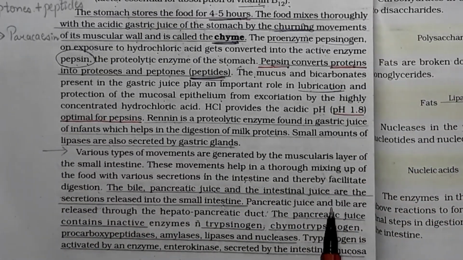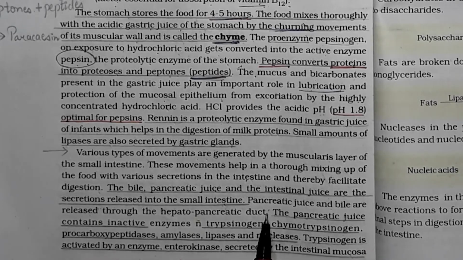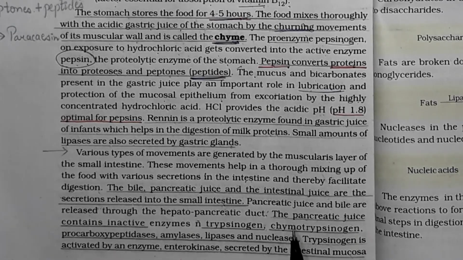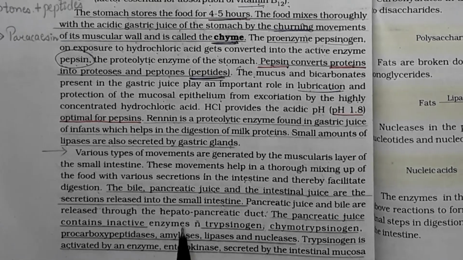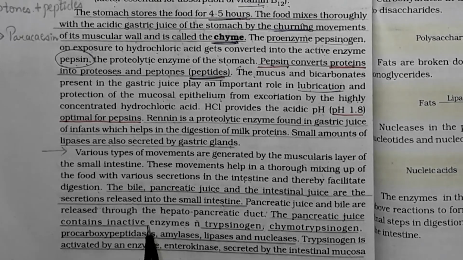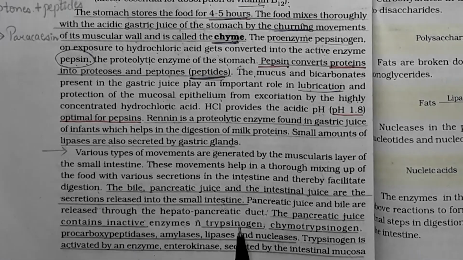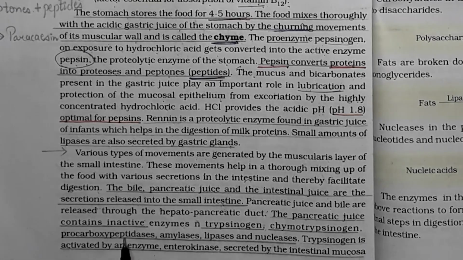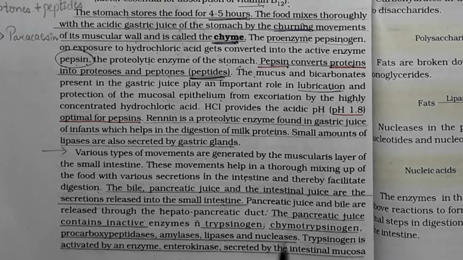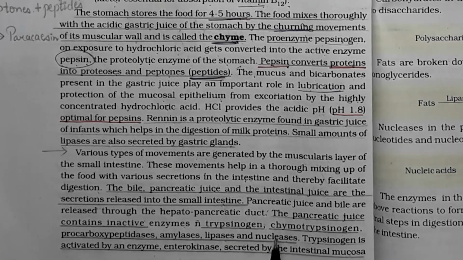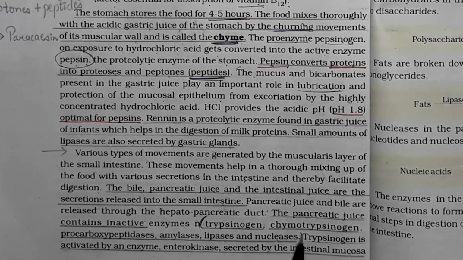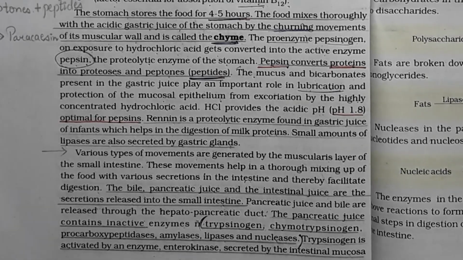The pancreatic juice and the bile are released from the hepatopancreatic duct, as I have already shown you. The pancreatic juice contains inactive enzymes. You have to remember what the pancreatic juice contains: the inactive enzymes trypsinogen, chymotrypsinogen, procarboxypeptidases, amylases, lipases, and nucleases. 1, 2, 3, 4, 5, and 6. You have to remember all the 6 names of the inactive enzymes present in the pancreatic juice.